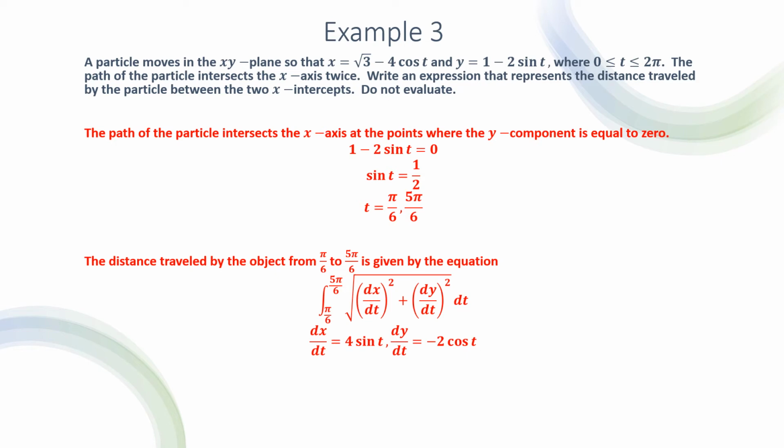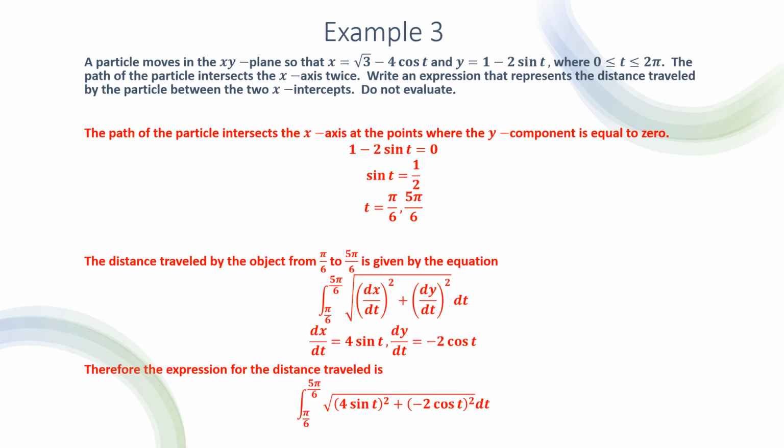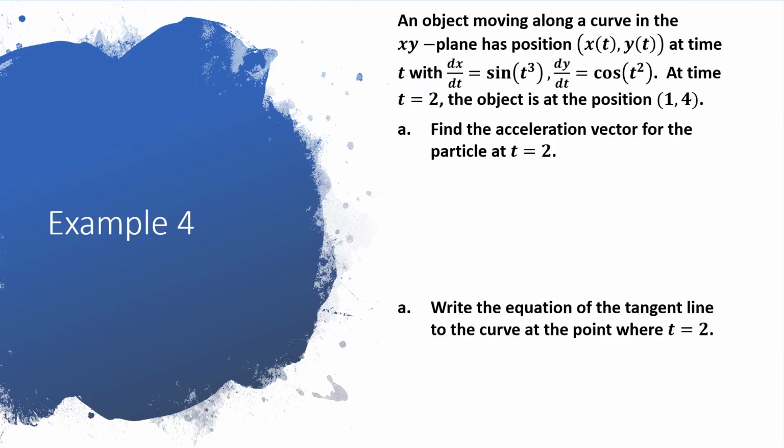Remember, dx/dt is 4 sine t and dy/dt is negative 2 cosine t. So the expression for the distance traveled would be the integral from pi over 6 to 5 pi over 6 of the square root of (4 sine t)^2 plus (negative 2 cosine t)^2 dt.